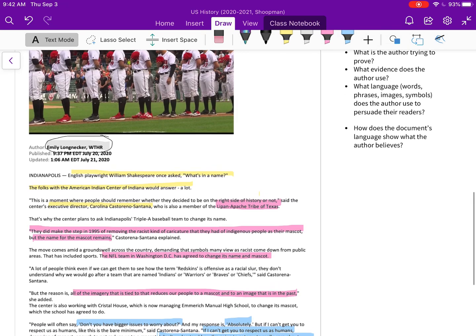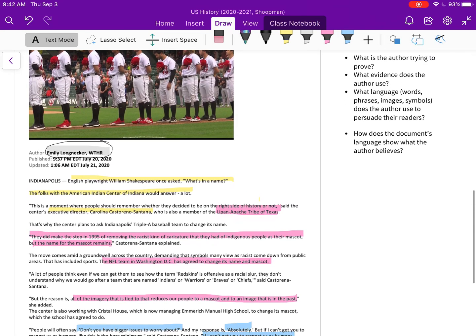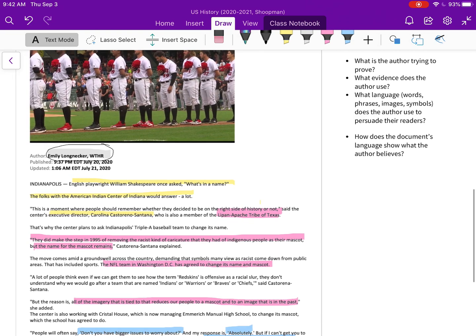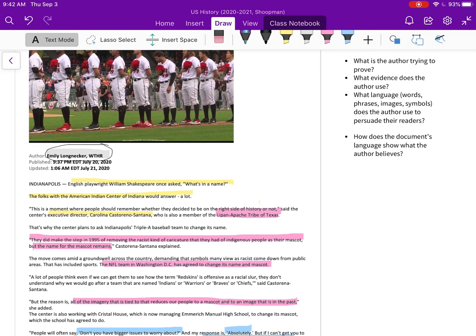The next question I had to ask myself was what evidence is being used either by the author or in this case Carolina to prove their point. And so I highlighted that in pink. Some of the big pieces of evidence I pulled were that Carolina is a Native American woman who is a member of the Lipan Apache tribe. I also highlighted that this is not a new fight for change. This is something that started all the way back in 1995, and while some progress has been made, it's still not quite where the American Indian Center would like it to be.